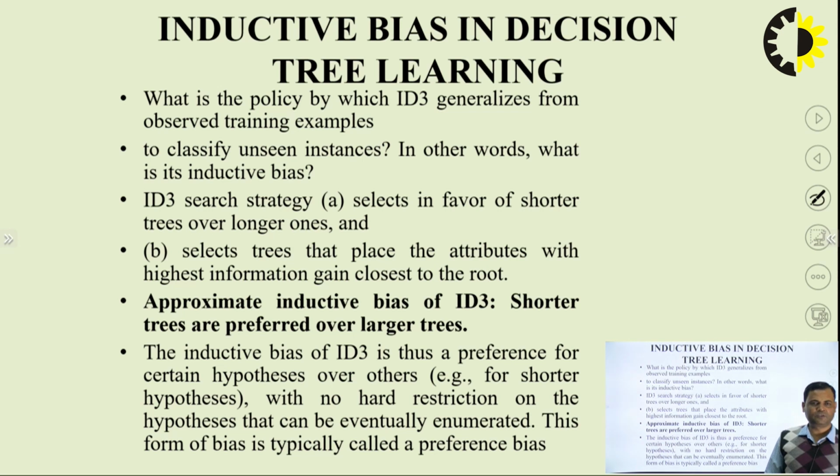So here we are preferring the shorter tree over the larger tree. That's why there is bias. The inductive bias of the decision tree is that shorter trees are preferred over larger trees. That is called the inductive bias in decision tree learning.